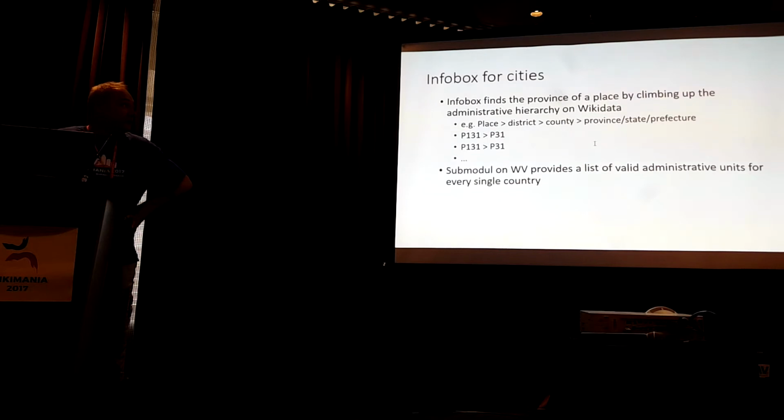Our info boxes for cities have special features. They can find the proper province or state of a city. It climbs up the hierarchy on Wikidata. Even if there are 5 or 6 steps, it stops when it finds the right item on Wikidata. And all the information is stored in a submodule on Wikivoyage.